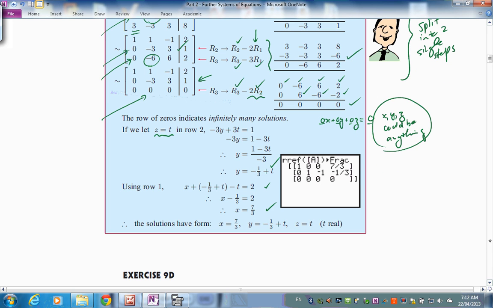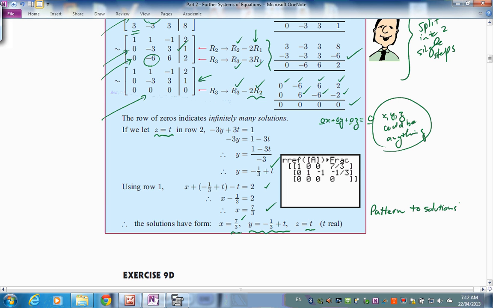So what does it mean? What does it actually mean? Well, what it means is, if z is anything, if z is t, then x will always be 7 over 3 and y will be negative a third plus t. So there is a pattern to the solution. There's a pattern. We haven't lost everything. There's a pattern to the solutions.